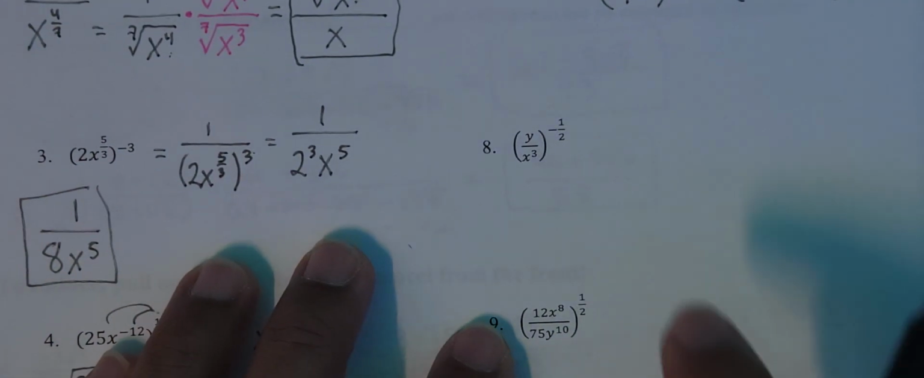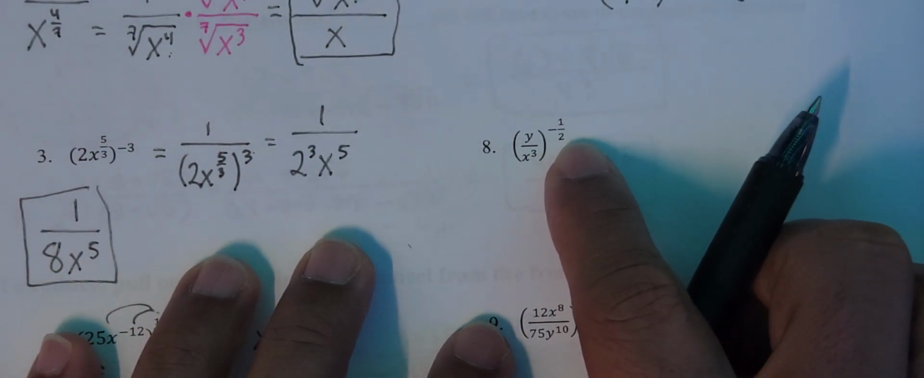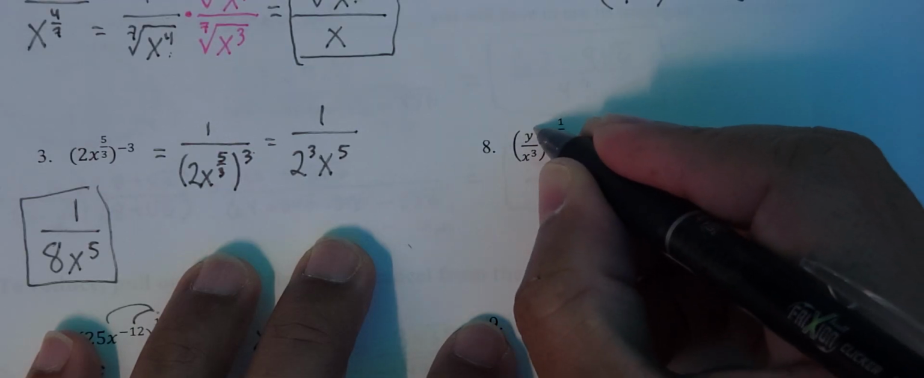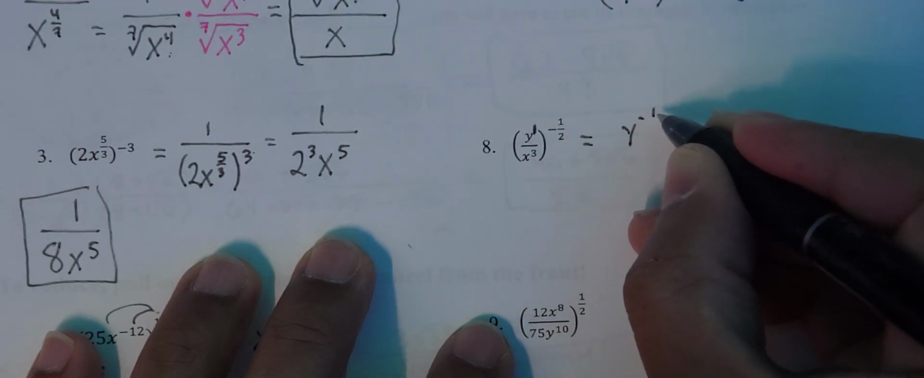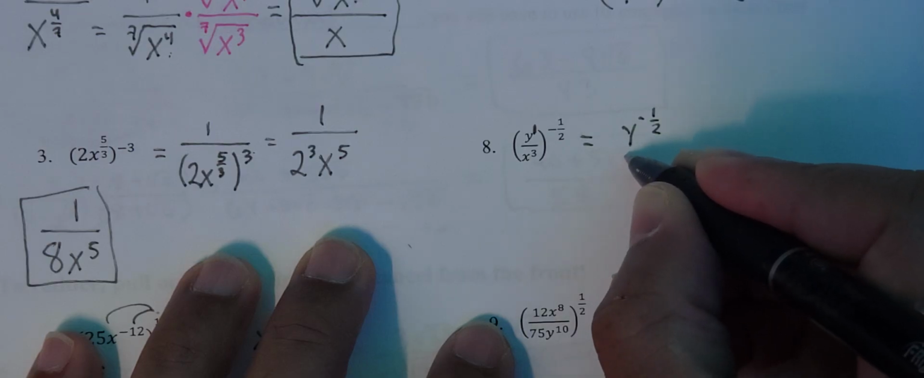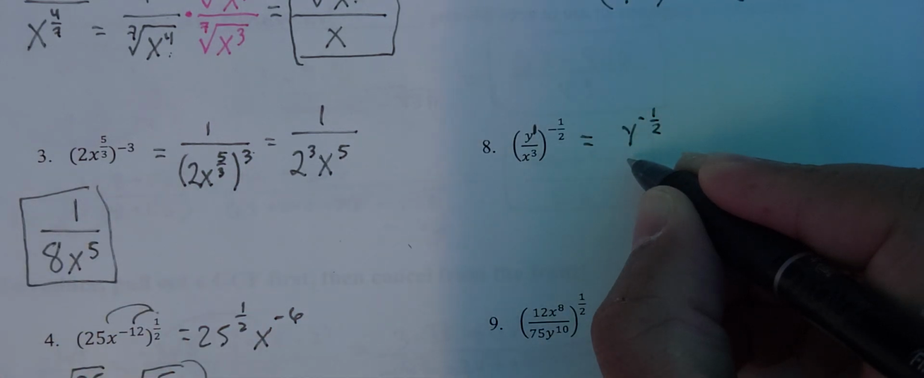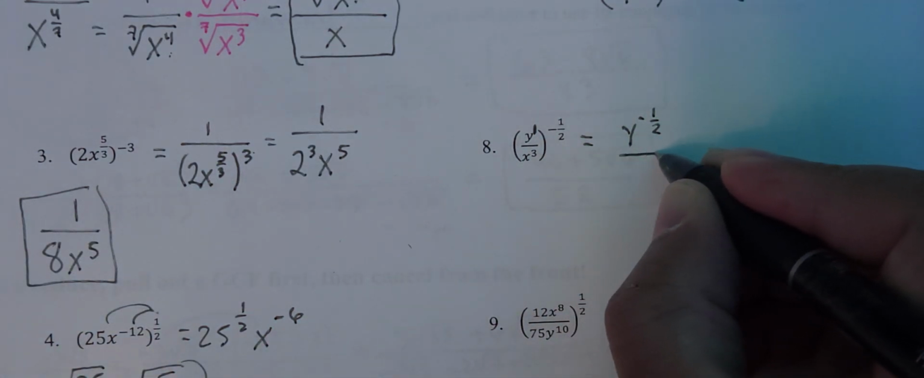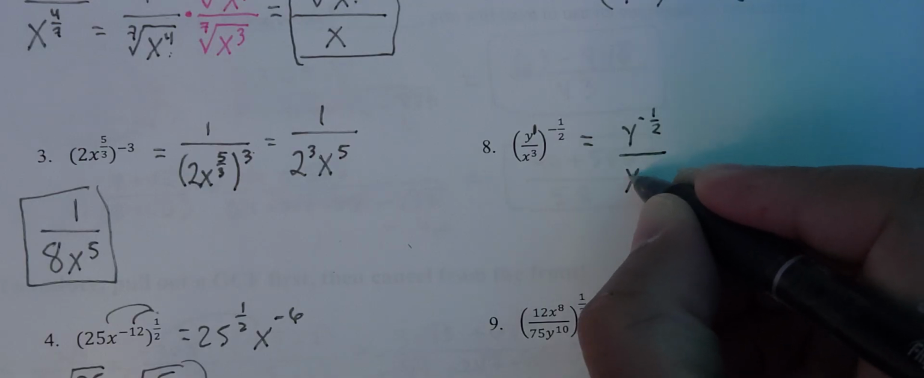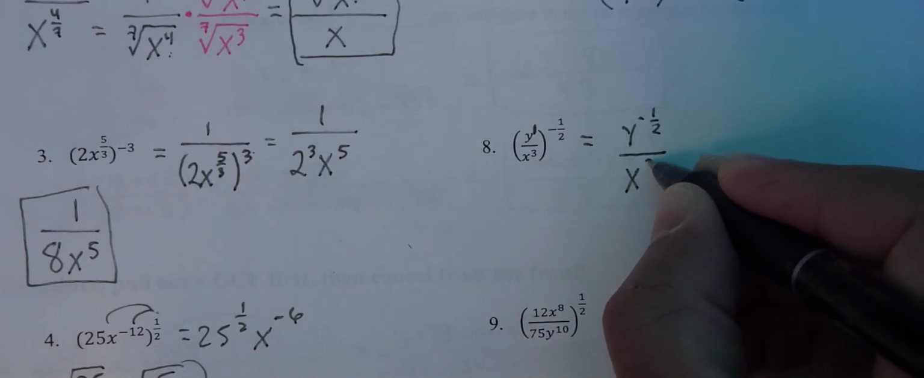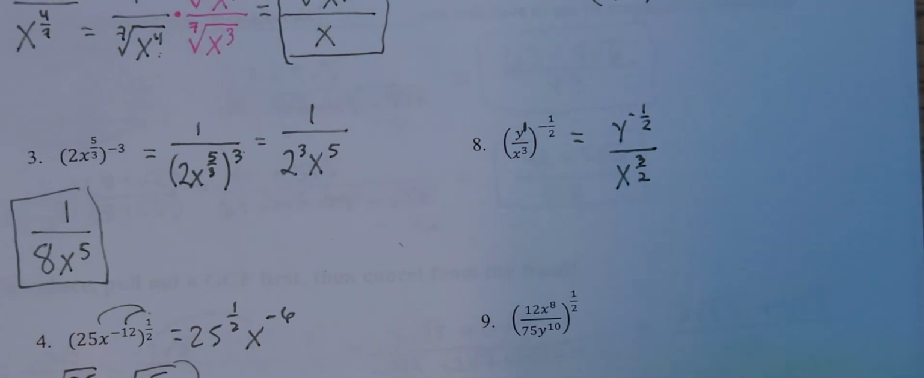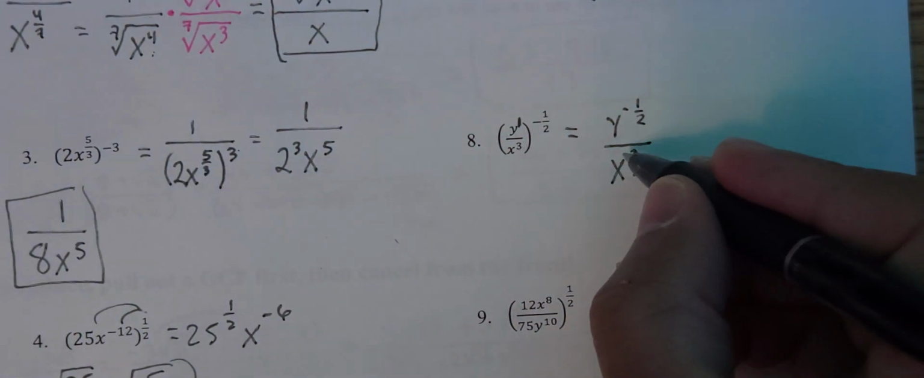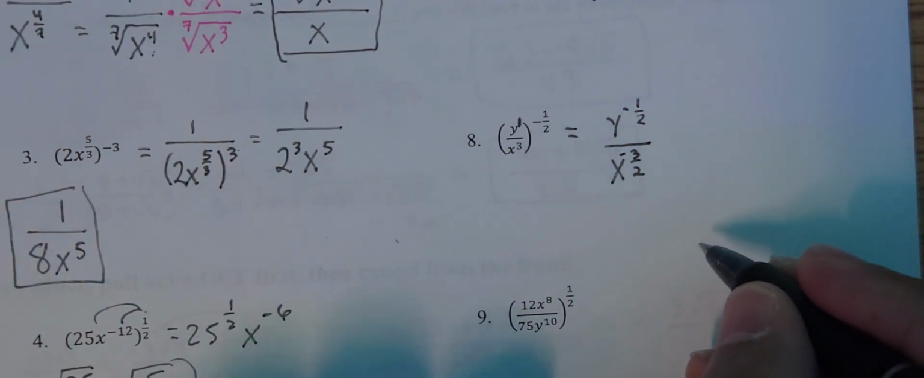Okay, number 8, again, we have a negative power. So what I am going to notice here is that I'm going to distribute that power right away. So this implies to be 1, so y to the negative 1/2 power. And then for this one, I'm going to say that this is x to the negative, this is 3. So when you multiply 3 times negative 1/2, it's x to the 3/2 power, and it's negative because that 1/2 is negative.